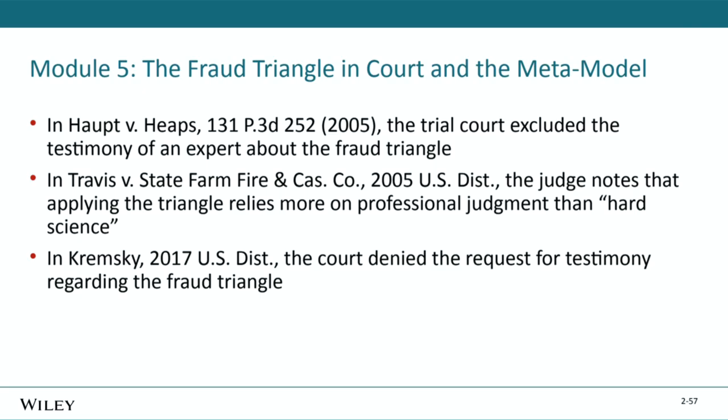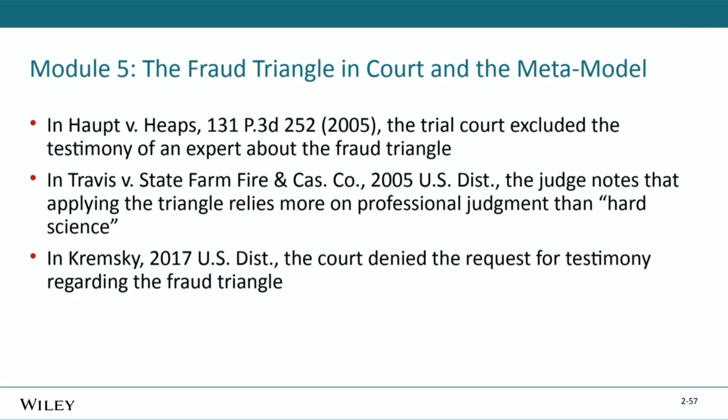And so they were going to bring in the civil case the testimony of an expert to talk about the fraud triangle. And the judge in that case said no. It was allowed in the trial court, went up on appeal, and the appellate court said, nope. The fraud triangle does not qualify for expert testimony.